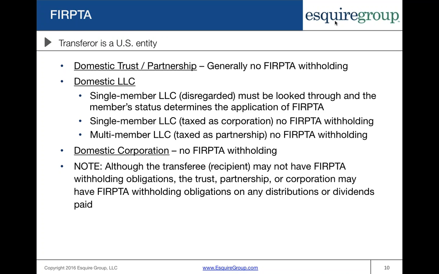If it is a multi-member LLC, generally those are taxed as partnerships, and the same rule applies as a domestic trust or partnership. So basically, the transferee or the buyer would not be required to withhold, and the LLC itself would be required to handle the FIRPTA withholding. A domestic corporation, the transferee or buyer would not be required to withhold. One thing to note is even though the transferee, the recipient, the buyer, may not have a FIRPTA withholding obligation, the trust, partnership, or corporation may have a FIRPTA withholding obligation on any distributions or dividends paid to the foreign person or persons owning that U.S. entity.